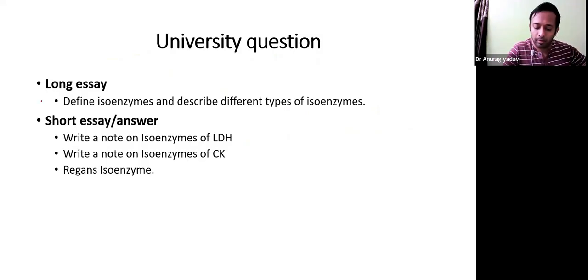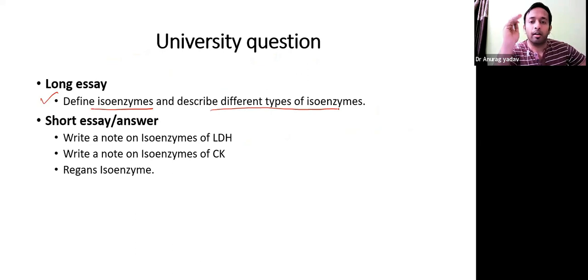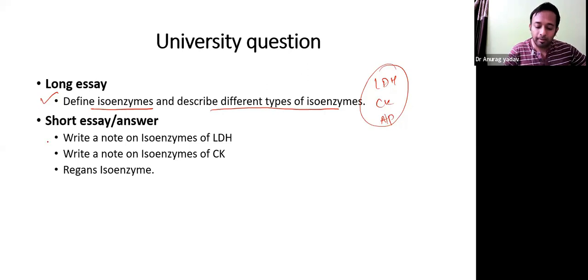Lastly, as I already told, in the university questions, in a long essay, they can ask you to define isoenzymes. So you should write what an isoenzyme is, its characteristics, and describe different types of isoenzymes. In a long essay, a 15-mark question, you should write at least 3: LDH, CK, and ALP isoenzymes. Or sometimes, for 5 marks, they might ask you to write a note on isoenzymes of LDH. So you should describe what LDH is, what type of reaction takes place, what the subunits are, the origin of subunits, how they differ in tissues, and the significance, like what disease you can identify by using these subunits.